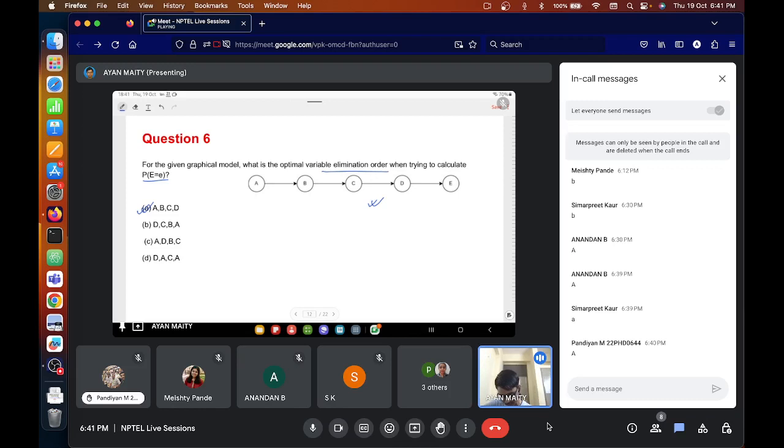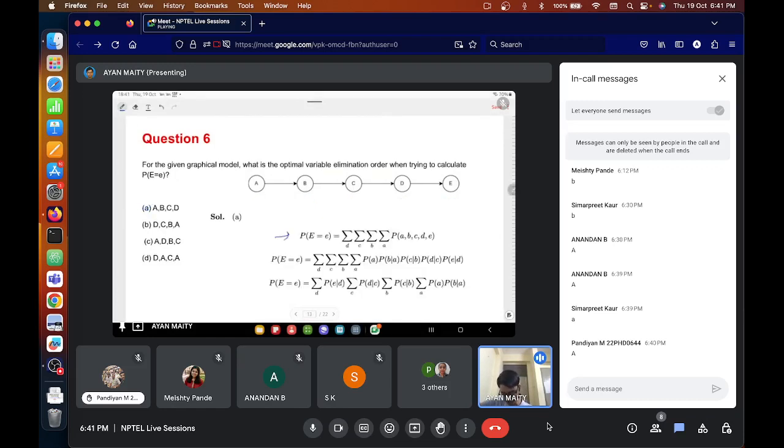From this Bayesian network we can see that A is not dependent on any other variable. So we have to first eliminate A so that we can calculate the value of B. Once B is also calculated, now we can calculate the value of C. Then we can calculate the value of D. Finally we can calculate the probability of E. So this is the order. The order basically follows the topological order of the nodes here.